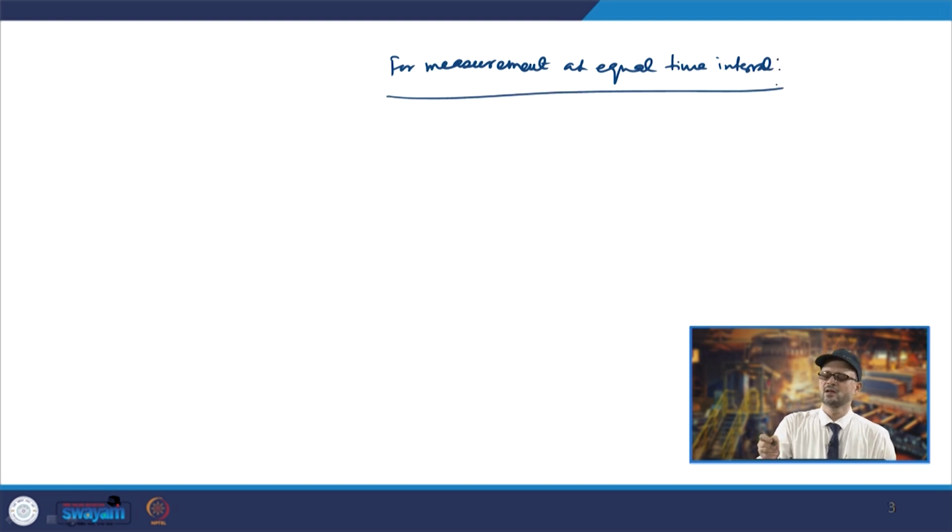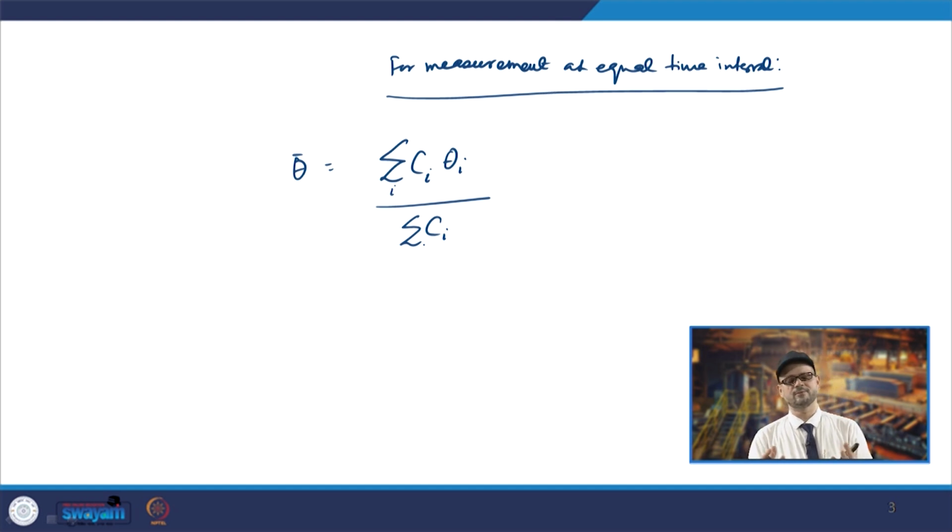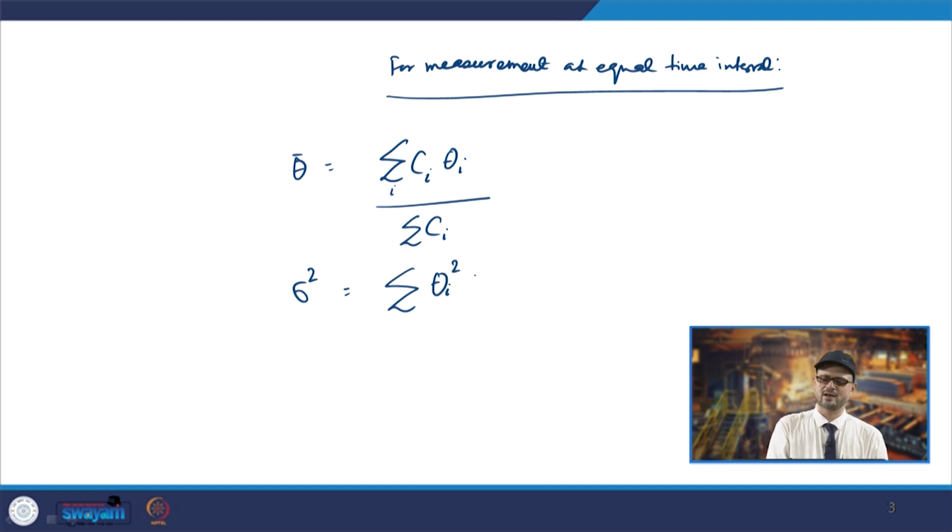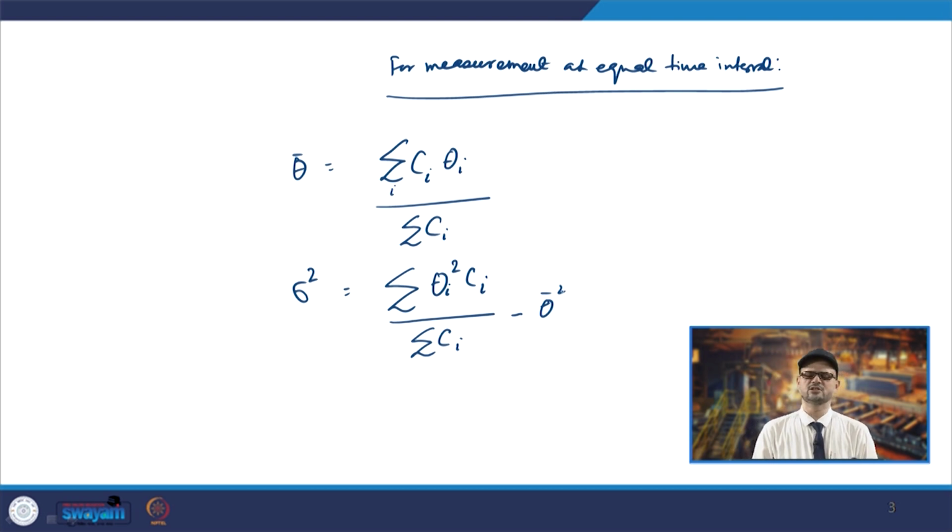Now, if you take measurements at equal time intervals, in that case your equation will be like this: theta bar will be the summation over i of c i theta i, divided by the summation of c i. So, theta bar is the theta average, and similarly you will have the variance. That will be the summation of theta i square c i, divided by the summation of c i, and then we subtract theta bar square. This way we calculate the mean as well as the variance quantities in the case of the RTD curves.